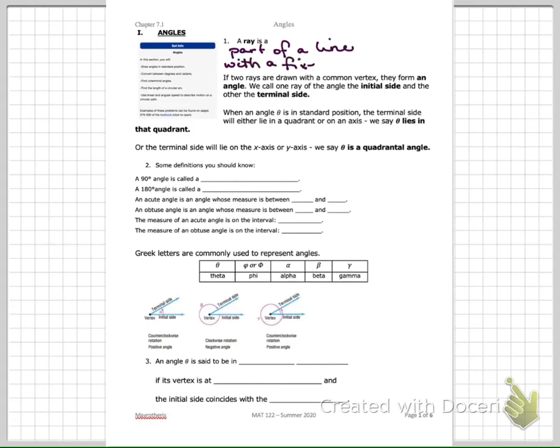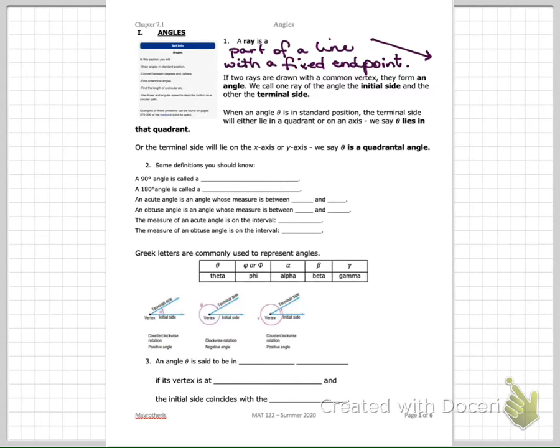And when we draw that, typically we set our fixed endpoint somewhere, and then we show that it goes on forever in the other direction using that arrow. So when we want to draw an angle, what we're talking about is two rays that have that common endpoint, which we're going to call the vertex.